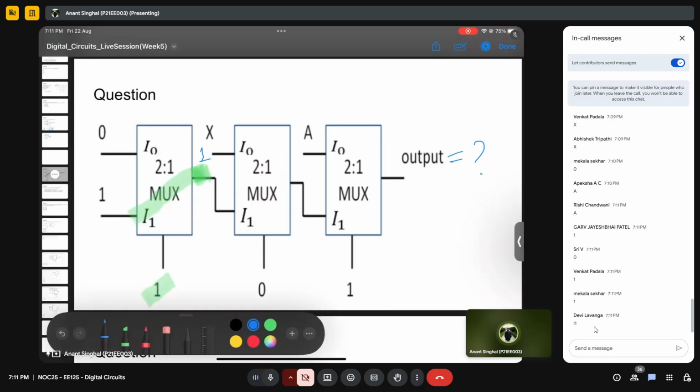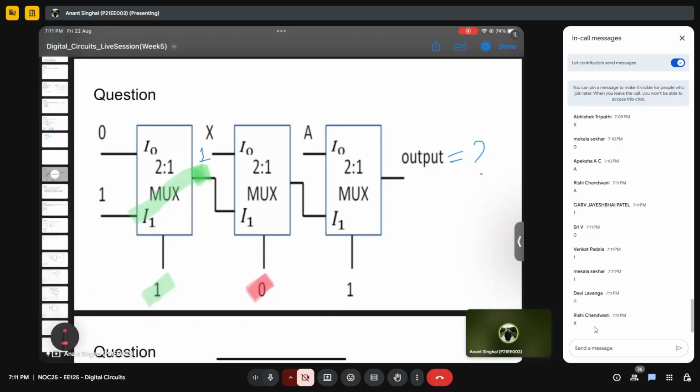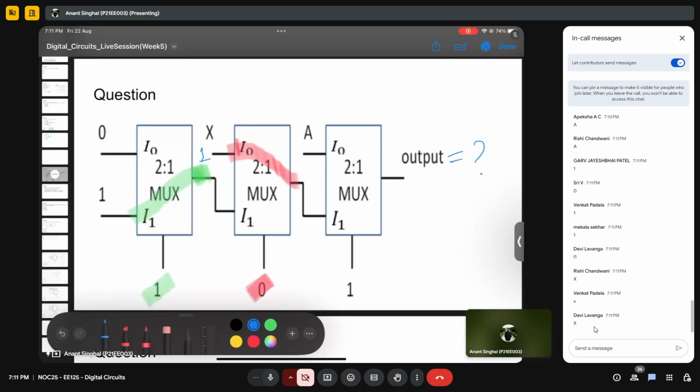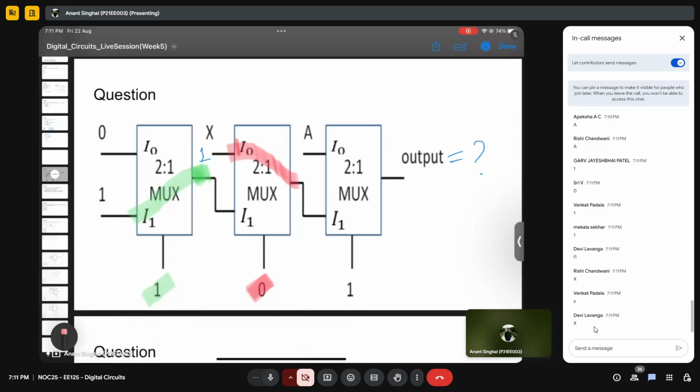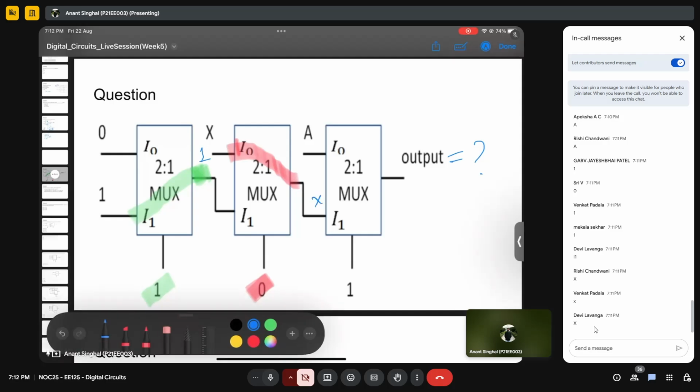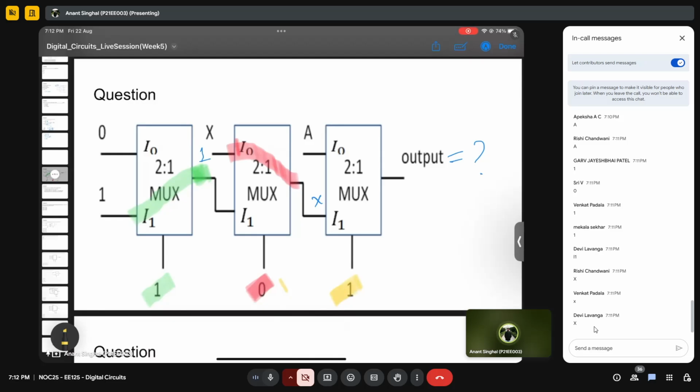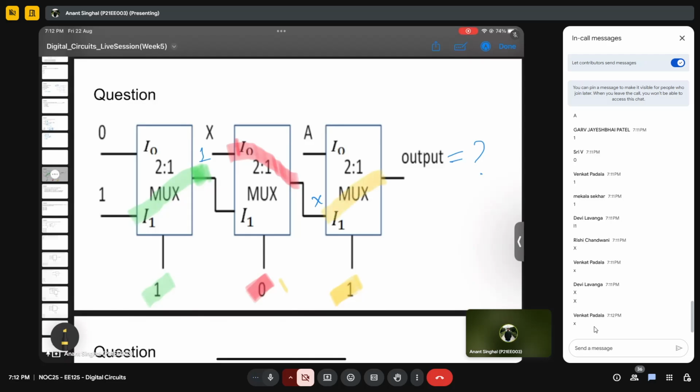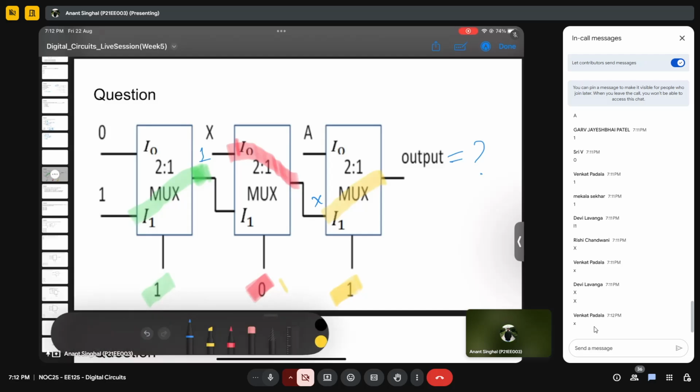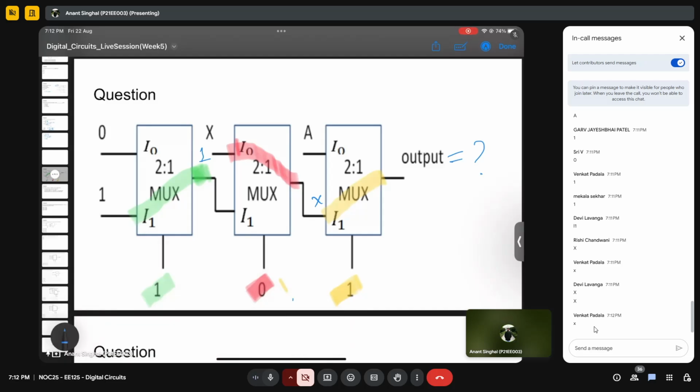Now the second multiplexer, the select line is 0. So what will be the output of the second multiplexer? 0. So this will be connected here, so the output will be X here. Now for the third multiplexer, since the select line is 1, what is the output? So this will be connected to this, so the output will be X. 1.